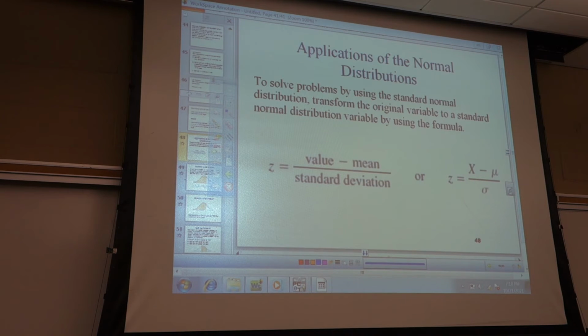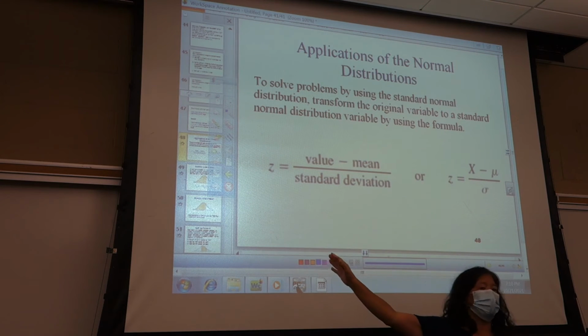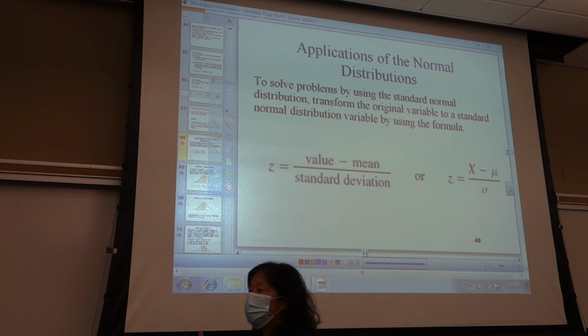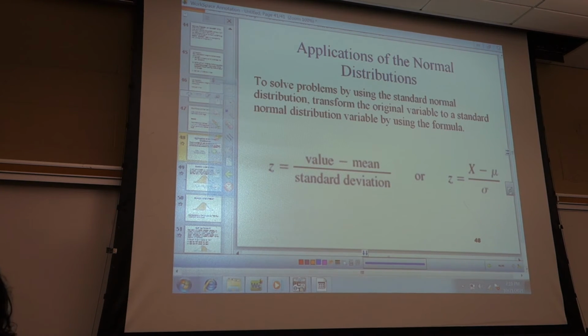So now we're going to talk about applications. With the application, all you do is one extra step, which is you take your x values you care about, you convert them to z-scores, and then boom, just do everything just like we've been doing right here. How do you convert a value to a z-score? You take the value, subtract the mean, divide by standard deviation.